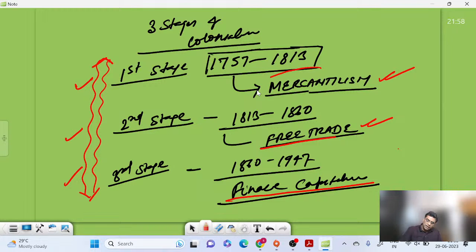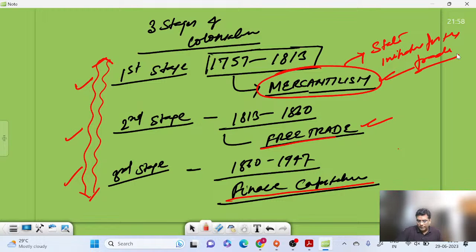So mercantilism is when the state takes the initiative for trade. The state itself takes part in trading activities. This is called mercantilism.